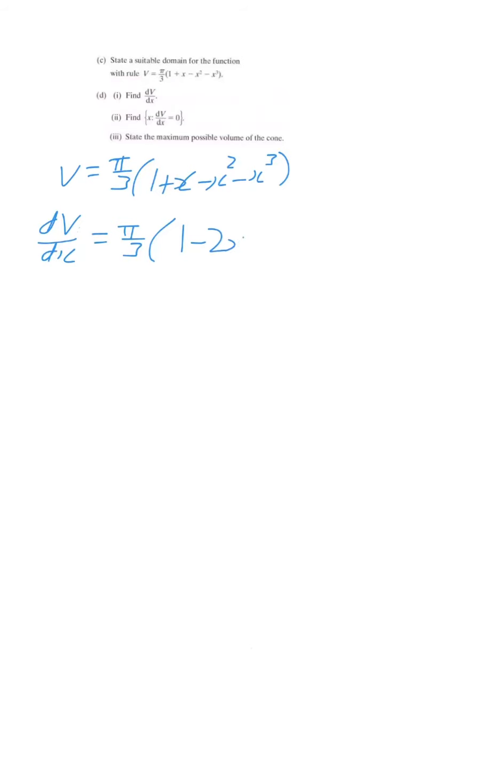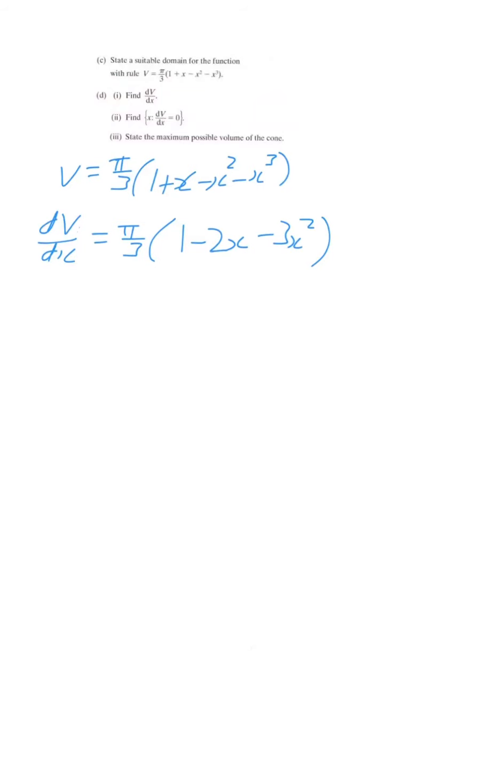Okay, for the next bit then, we need to find dv dx. So we have v is equal to pi over 3, then 1 plus x minus x squared minus x cubed. So dv dx, I'm just going to leave the pi over 3 there. 1 will be gone, so the x will become 1, minus x squared will be minus 2x, and minus x cubed will be minus 3x squared. Okay, so that's dv dx.